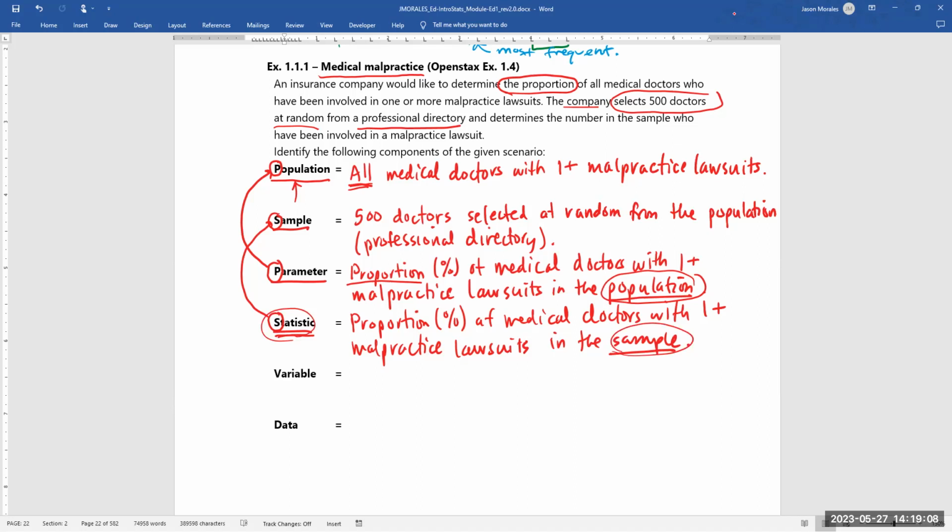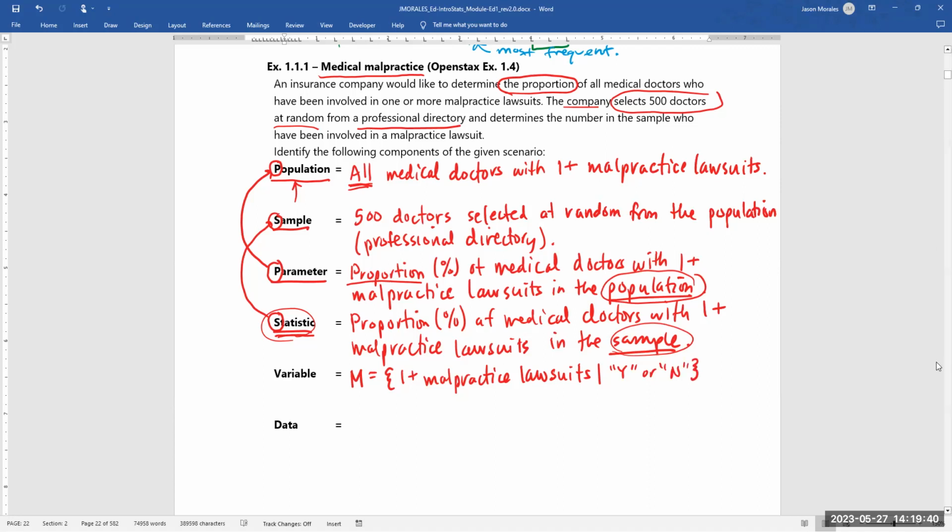Okay, variable. So what variable are we interested in? Well, we can call this capital M, to represent the data set of one or more malpractice lawsuits. And this will take the form of maybe a Y for yes or an N for no.